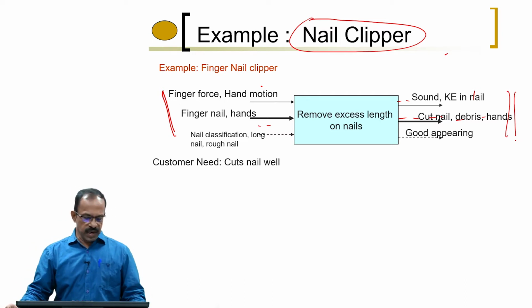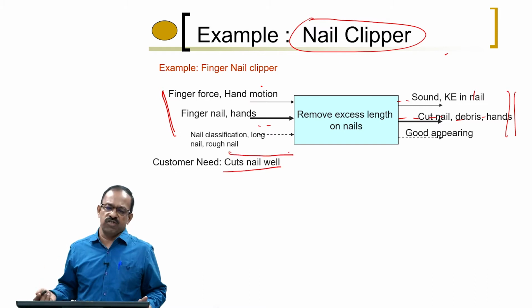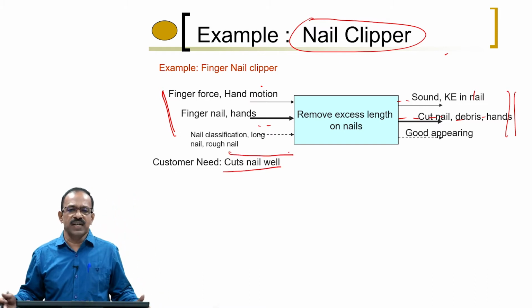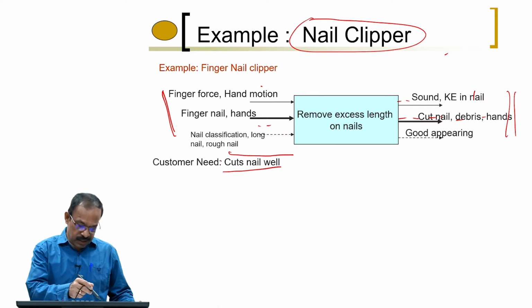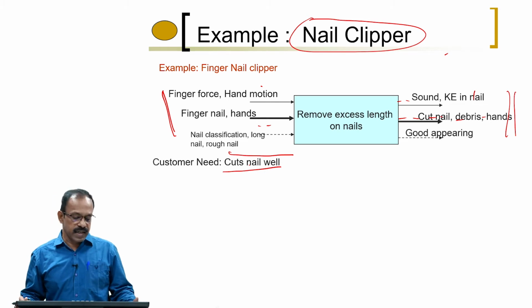So, once we know this, we have a requirement saying that the customer need is that it cuts nails well. So, that is a customer requirement. Customer says that it should cut the nail well. Now, as a designer, we need to understand how this happens in the product, and what are the functions involved in cutting the nail.